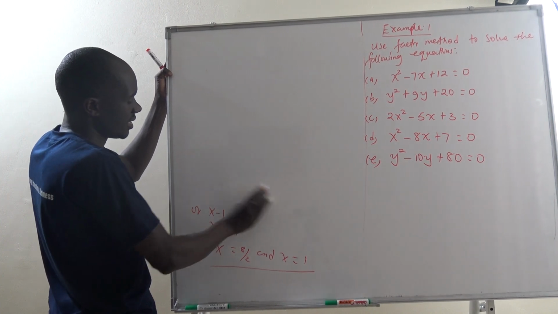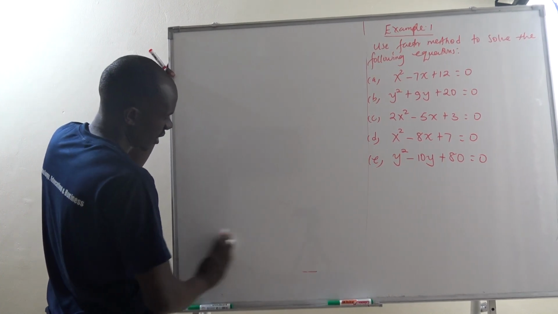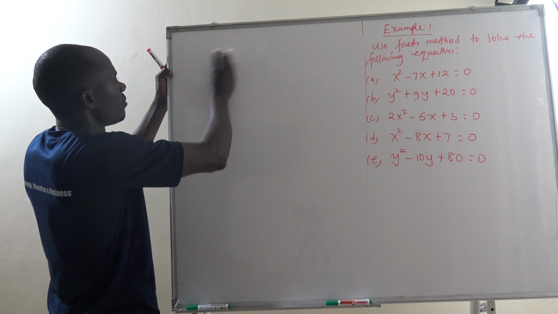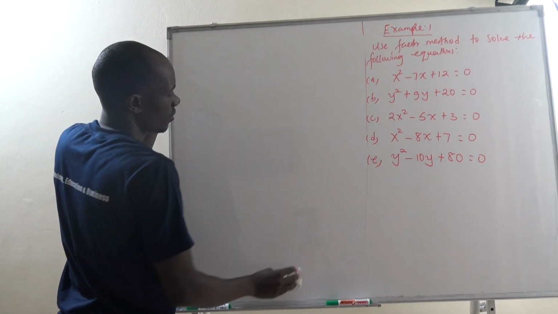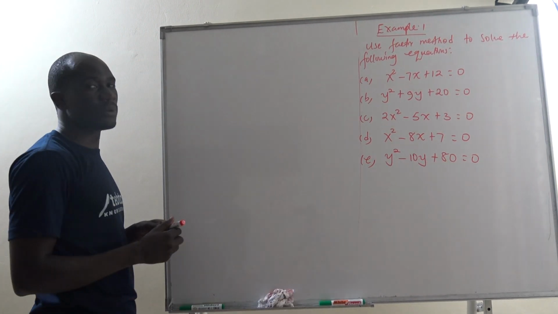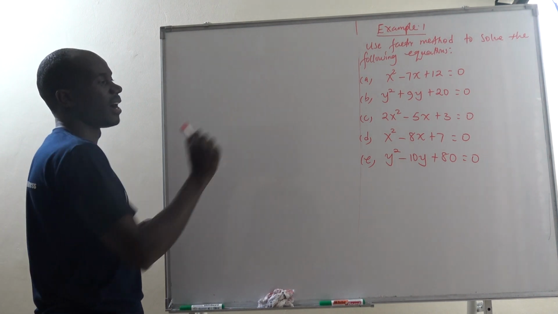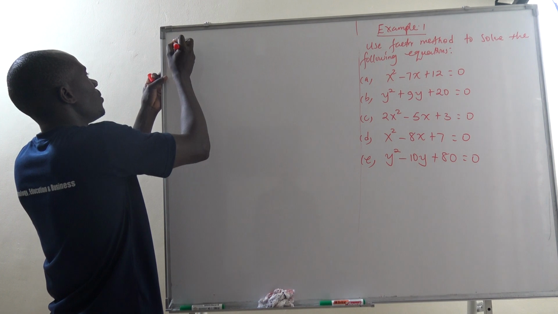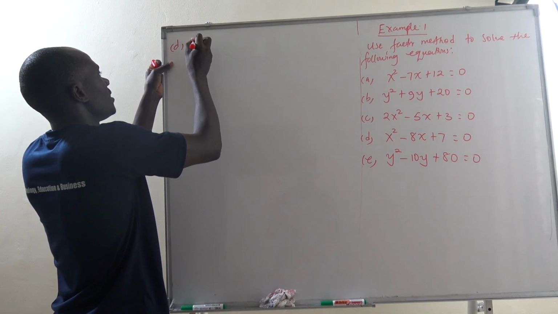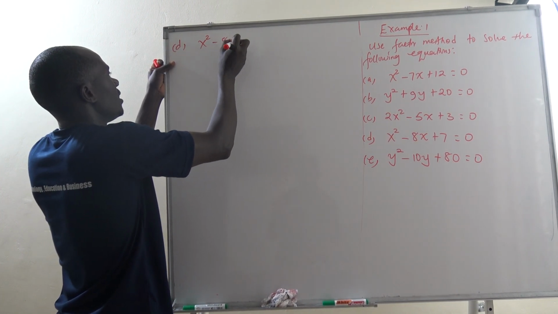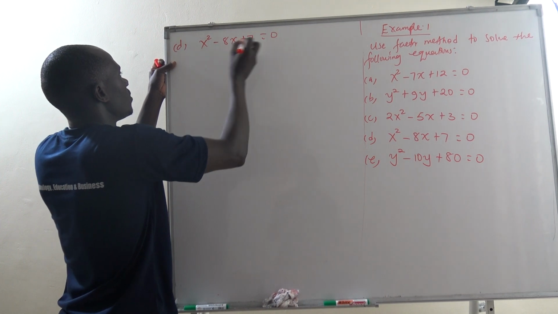When I'm done with part D, you can do the other parts, so that next time when we meet, we start from the completing the square method. So let me do part D for you before we move on. Part D goes x squared minus 8x plus 7 equals 0.